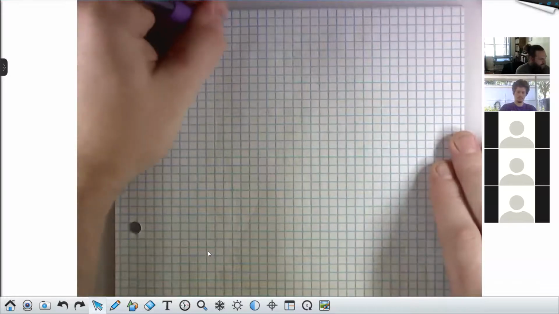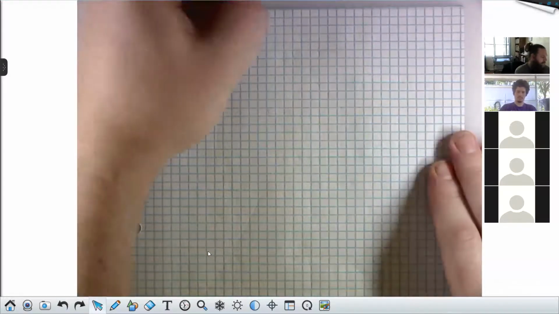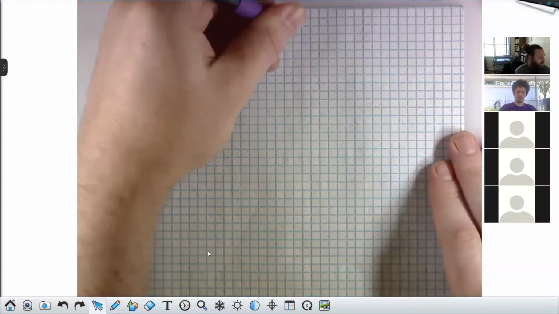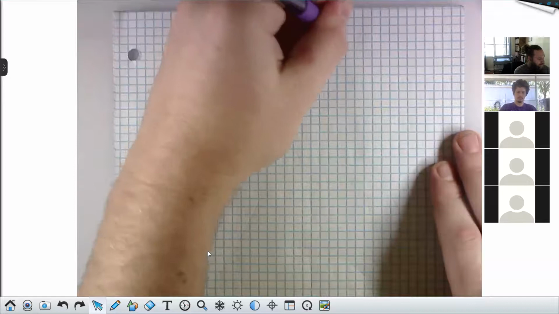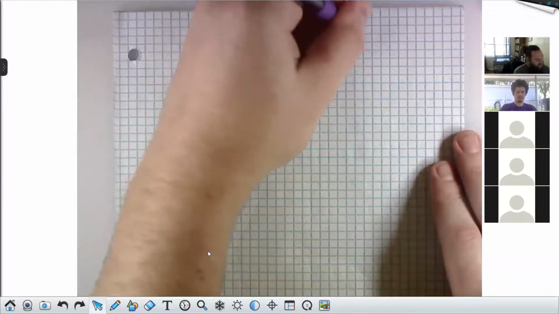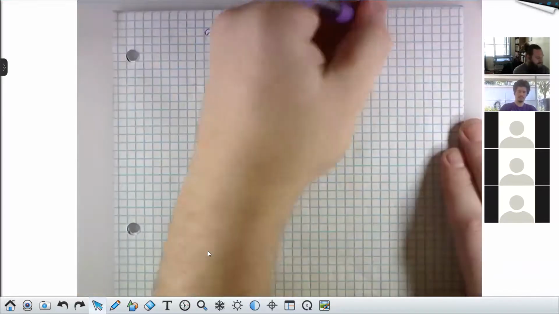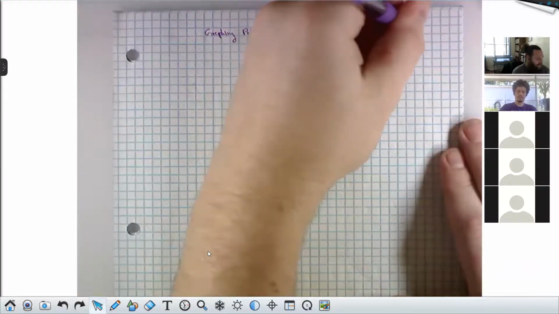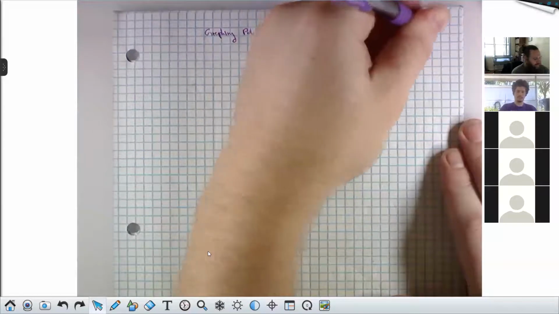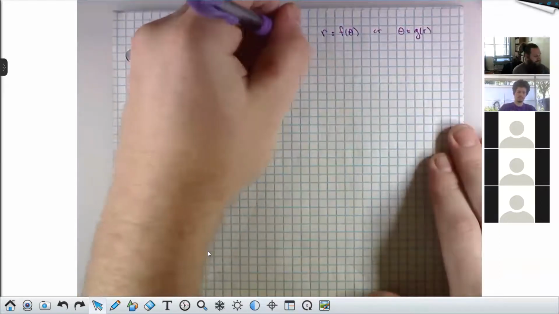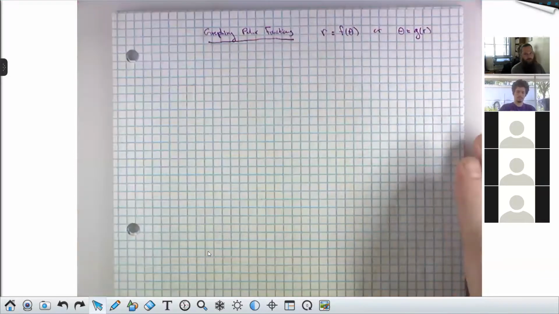So graphing polar functions. These are usually of the form r equals some function of theta. But not necessarily. They could also be of the form theta equals some function of r. Just like Cartesian stuff can be y equals f of x or x equals f of y. Best way to do this is to look at some examples.